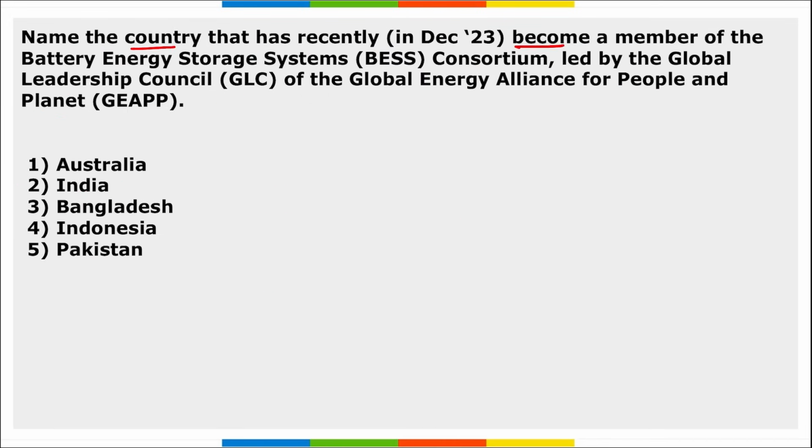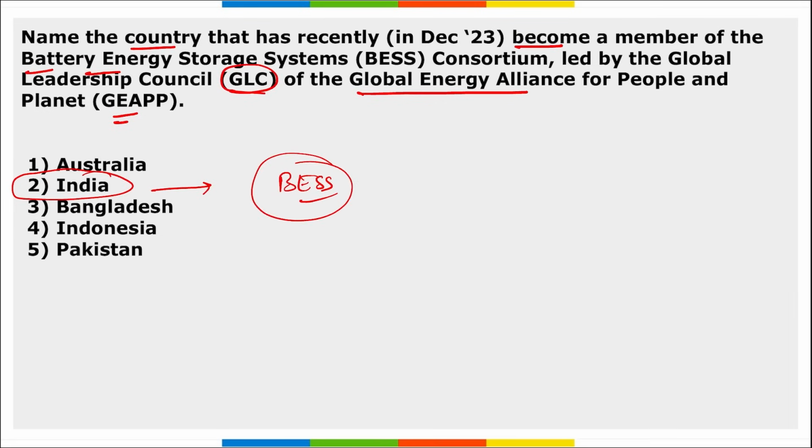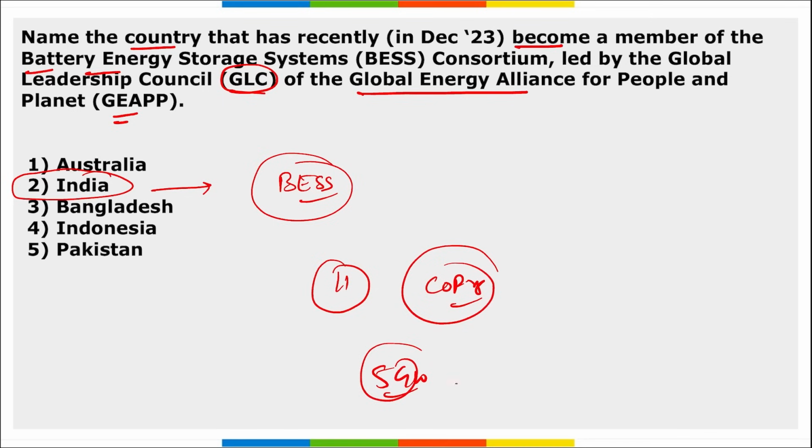Next, name the country that recently became a member of the BESS Consortium, that is Battery Energy Storage Consortium, that is led by GEAPP of the Global Energy Alliance for People and Planet. Which is it? It is our India. Correct? India became the member of BESS, that is Battery Energy Storage System. Also remember, a total of 11 countries including India have joined this BESS consortium during COP28. And under this consortium, it is committed to achieve a combined commitment of 5 gigawatts of battery energy storage system by the end of 2024.